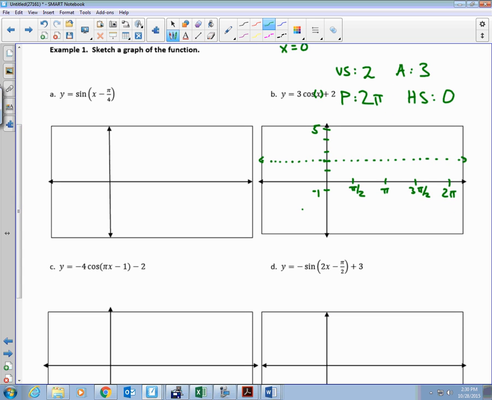Now, it's not too bad. Does cosine start at the max or min, or does it start in the middle? Cosine starts at the max or min. So since it's a positive 3, will it start at the maximum or the minimum? Maximum. So it starts all the way up here at 5. And then instead of crossing over the x-axis, it's just going to cross over this horizontal axis that we drew for the vertical shift. So at its first spot right here at pi over 2, you're right there.